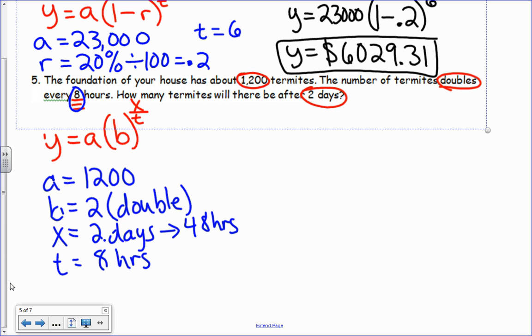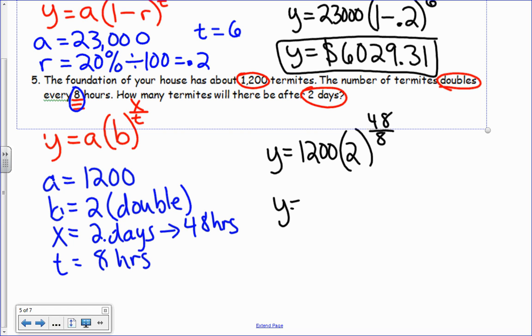So now it's up to me to plug these 4 numbers in to find out how many there will be after 2 days. So Y equals 1,200 times 2 to the power of 48 over 8. We'll punch it in, and again, these are termites, so let's make sure it's a whole number, and I think this time it is a whole number. So punch it in, see what you get. All right, when you punch it in, you get 76,800 termites.